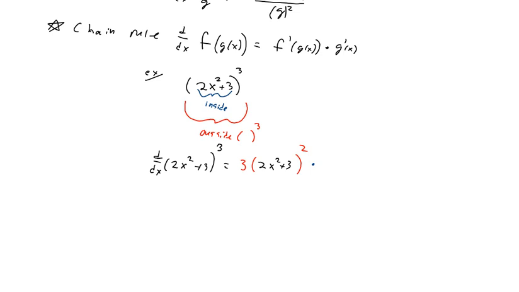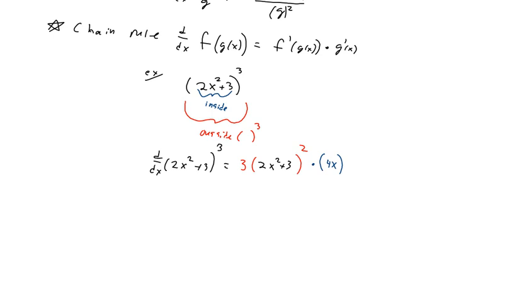So derivative of the outside times derivative of the inside. That's how I do my chain rule. And this is my answer. This is completely acceptable. This is totally fine.